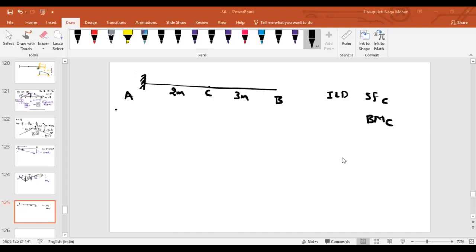Sir, shear force diagram at C: left side triangle, right side rectangle. Am I right, sir? Left side triangle, right side rectangle, according to Vishnu. And according to you, it is a rectangle portion. Right side is rectangle, and left side is triangle, sir, like this. Yes, sir. Okay, fine.